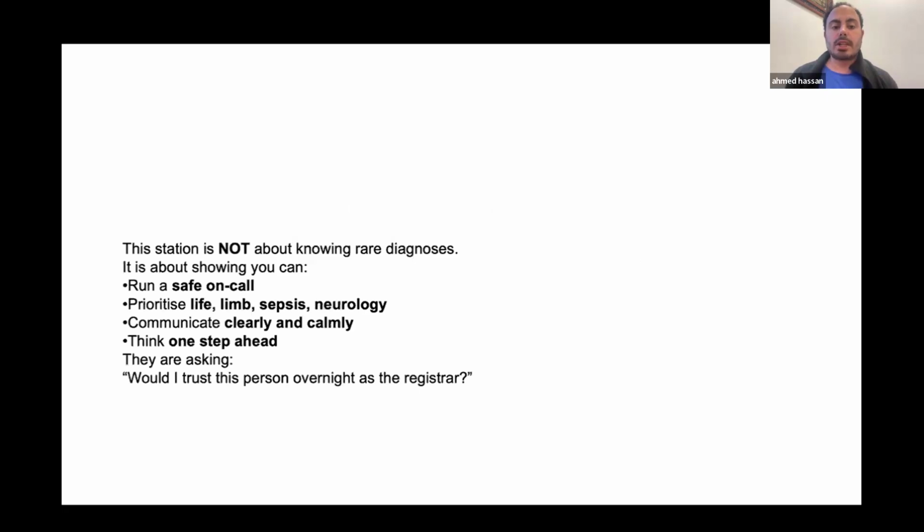This station is about prioritizing common cases that you are expected to deal with during your work, either in a district hospital or in a trauma center. They are not expecting you to manage complex cases or make complex decisions, or anything that's not common to deal with as a registrar. They want you to run a safe on call, prioritizing according to the patient requirements, according to the skill set, and according to the space you have in the list.